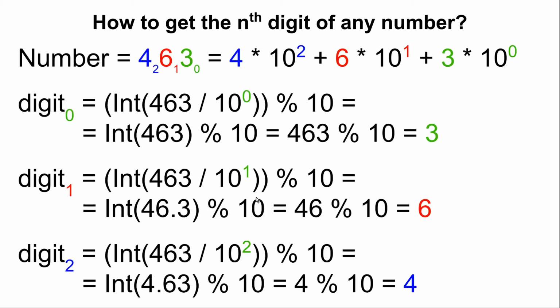Let's try with an example. I take the number 463. Those are the indices of each digit. You can write this number as 4 times 10 squared plus 6 times 10 to the power of 1 plus 3 times 10 to the power of 0. And you want the 4, the 6, and the 3. So let's start with the 3. Digit, the n is 0. So the formula is written just like this. You can pause the video, check, but the formula works for each character and you get the value of each digit.